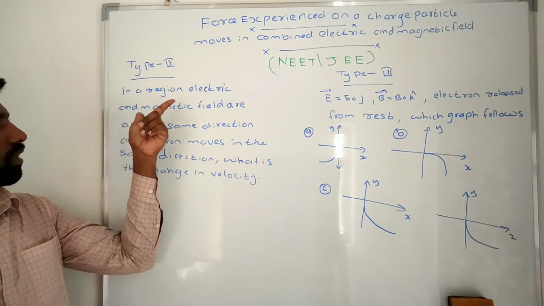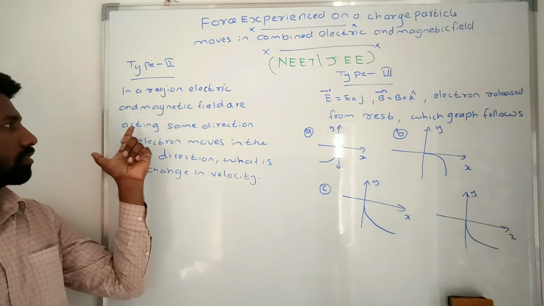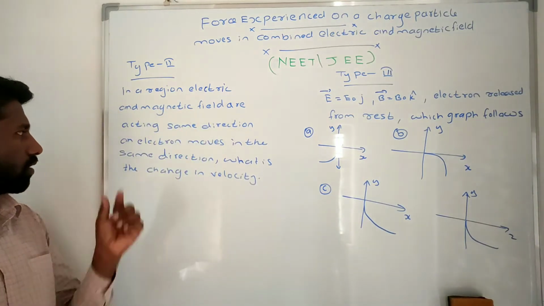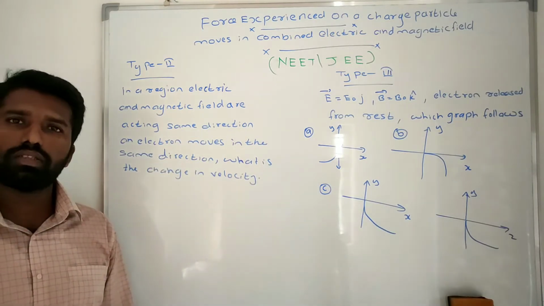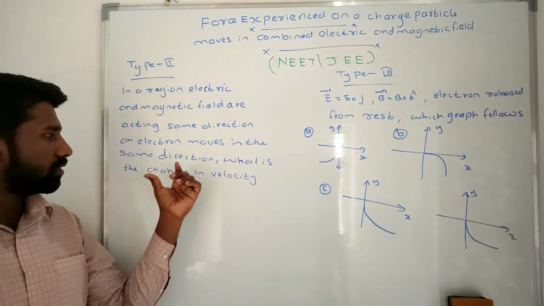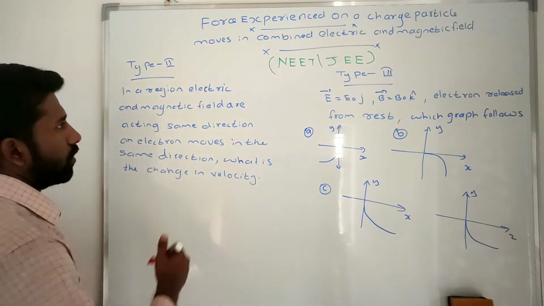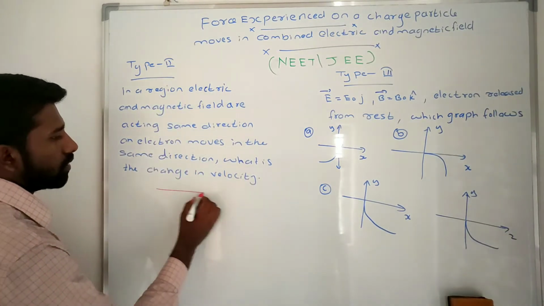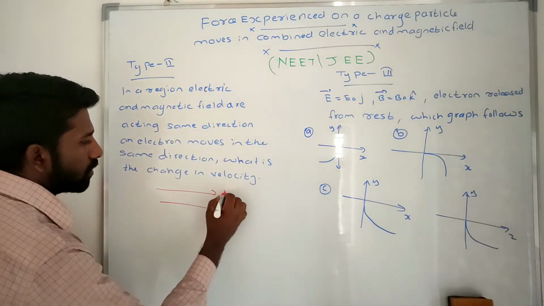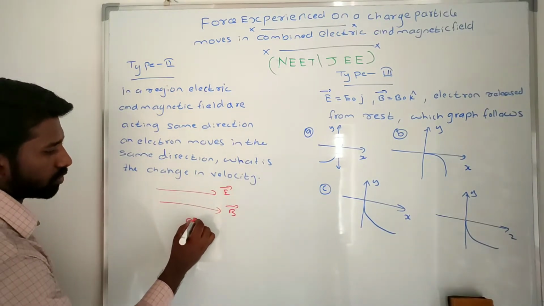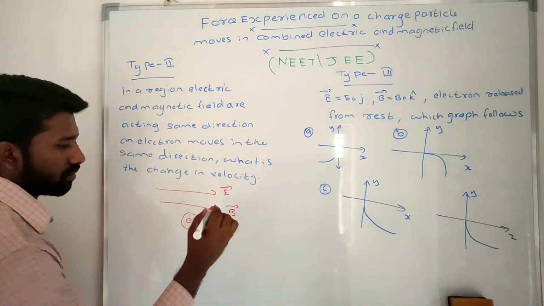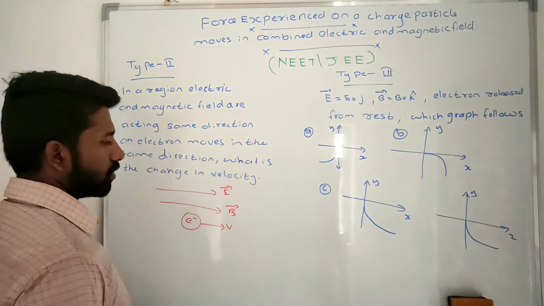In a region, electric and magnetic fields are acting in the same direction. An electron is moving in the same direction. What is its change in velocity? Change in velocity, so listen here. The electric field and magnetic field are acting in the same direction. This is the electric field and this is the magnetic field. An electron is moving in the same direction. What about the change in velocity?